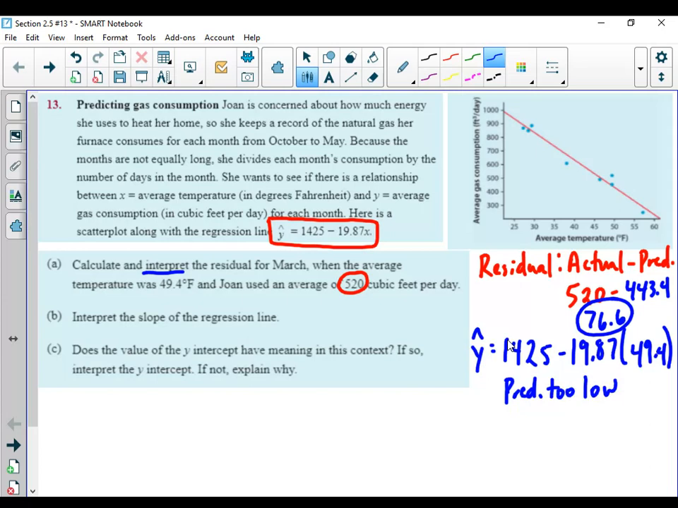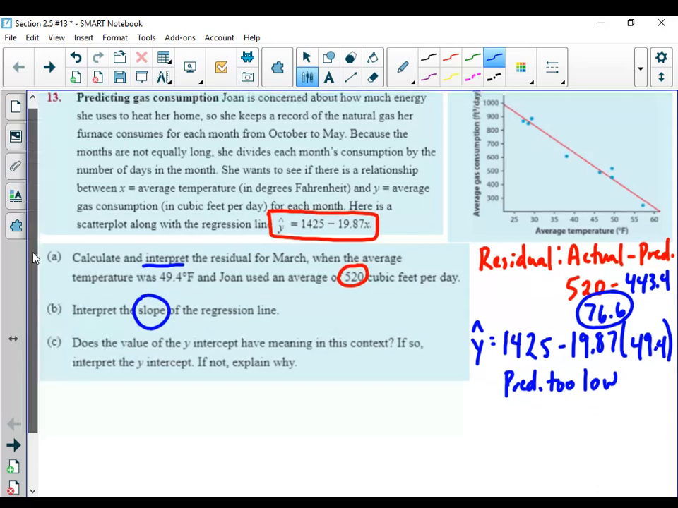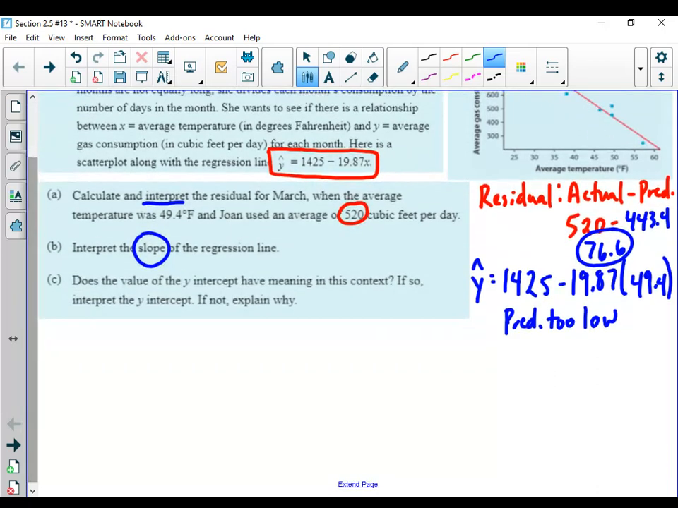All right, so that was the residual part. That part's usually not too bad, hopefully. The tougher part was when we started interpreting things. So the first thing they wanted us to do was interpret the slope for the regression line. Well, before we can interpret it, we need to know what the slope is. So in that equation that they gave us, which part was the slope? It would be the 1425 or the negative 19.87. Which one's the slope? Yeah, we're going to keep the sign with it. So our slope is equal to negative 19.87.